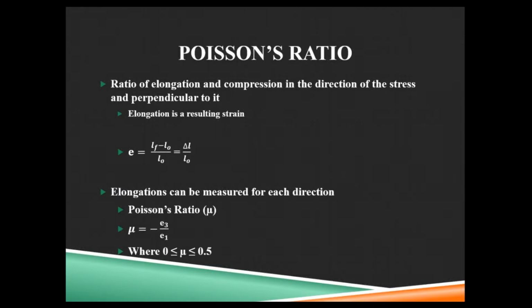We can calculate this for any of the three axes, but we don't call them X, Y, and Z. We call them 1, 2, and 3. This tells us largest, smallest, and medium. Now, Poisson's ratio specifically only deals with largest and smallest. So the ratio of elongation in the largest stress direction and smallest stress direction.